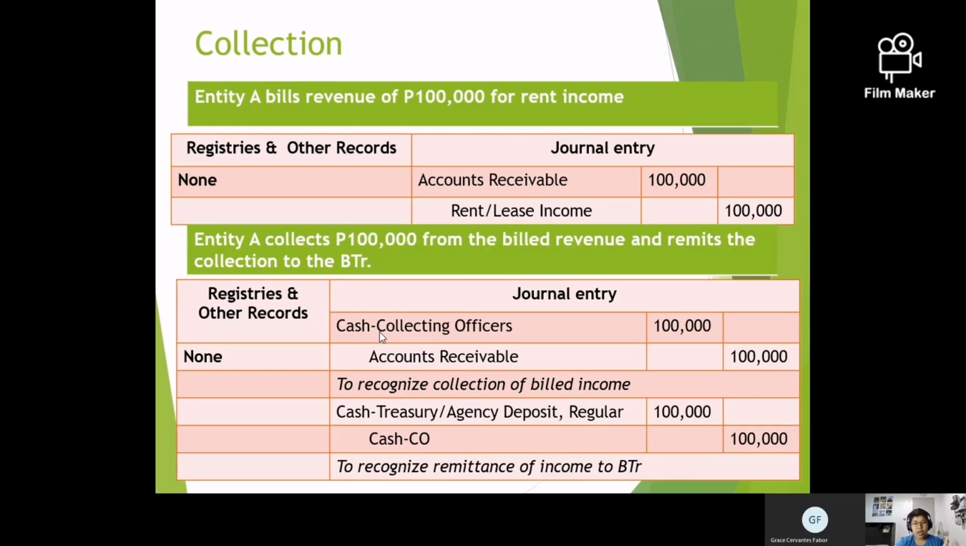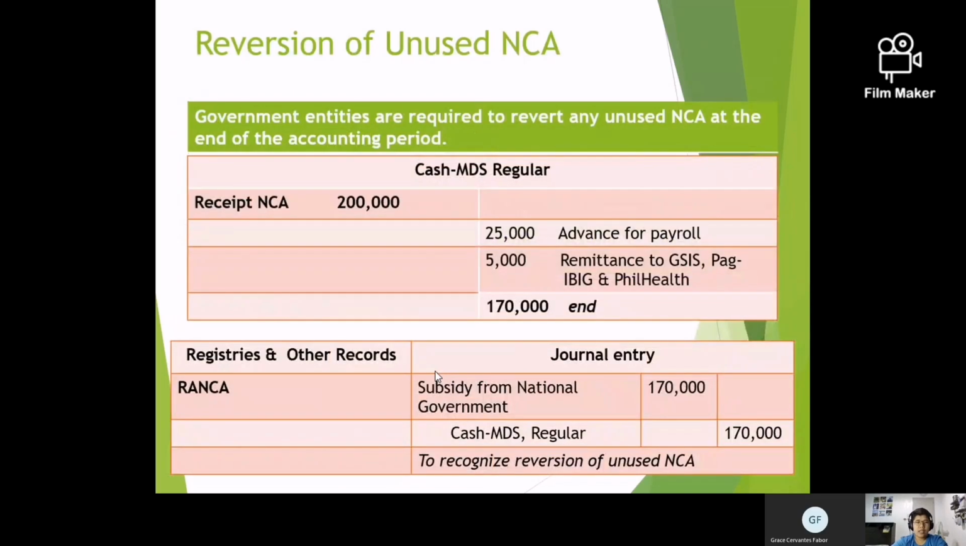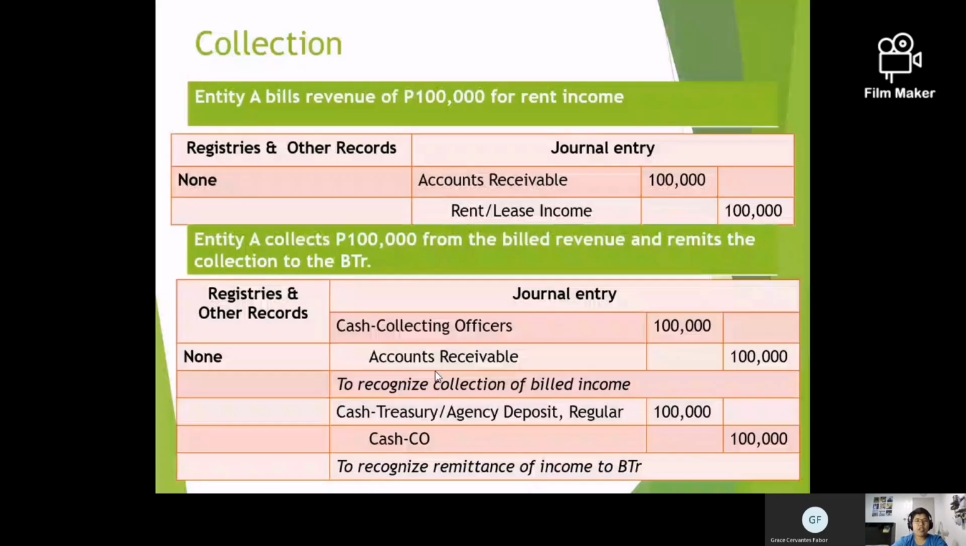And then, sabi nga natin, when you collect, you remit. So, next nating entry. Laging dalawa, in every collection, dalawa ang entry. Automatic yon. Hindi ko na sasabihin na i-remit. We have debit cash treasury agency deposit regular, credit cash collecting officer, sabihin na natin CO, 100,000. Okay. So, yun yung para sa collection. Marami pa namang ibang klase ng collection. Ito, sample lang to. Di-discuss natin yan sa mga susunod na chapter.